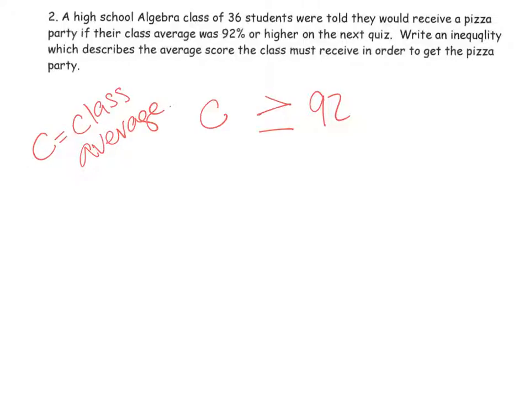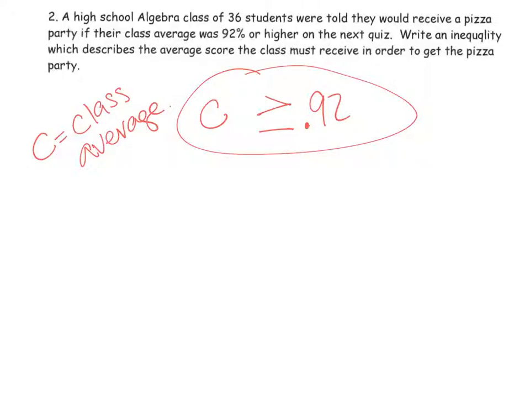But how do we represent percents without the percent symbol? Decimals. Decimals, okay. So what decimal would it be? 0.92. Okay. So C is greater than or equal to 0.92. All right.